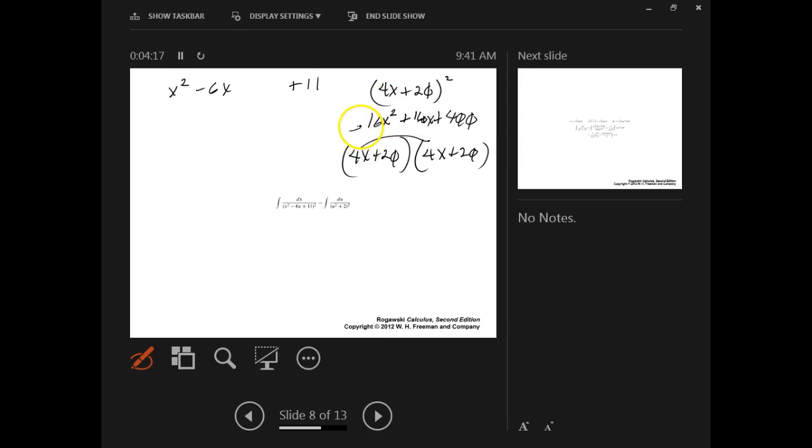4x times 4x, 16x squared, outer, 80x, plus 80x is 160x. You double the middle. And then plus 400. See, he's smiling too. Okay, never mind. All right. You like my happy face? Okay. So that's how you square a binomial.